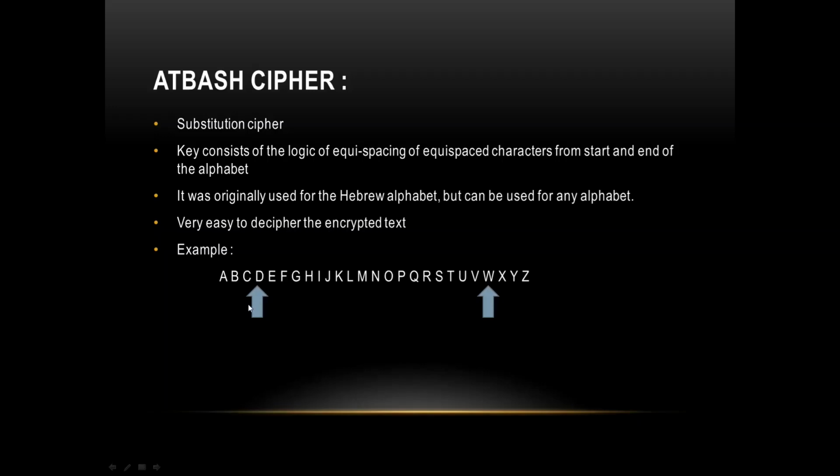So what does that mean? So suppose we have the English alphabet here. Suppose we want to encrypt the character D. Then we have to use character W in place of D, because D is at the same index position from the beginning as is W from the end of the alphabet series. It was originally used for the Hebrew alphabet, but it can be used for any alphabet. And quite obviously, it is very simple to decipher this encrypted text.